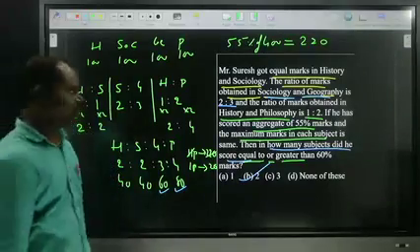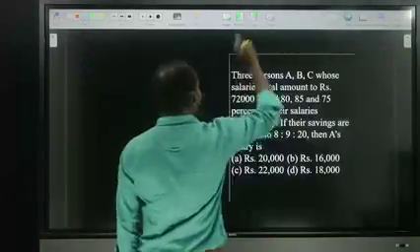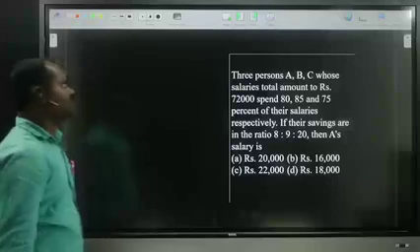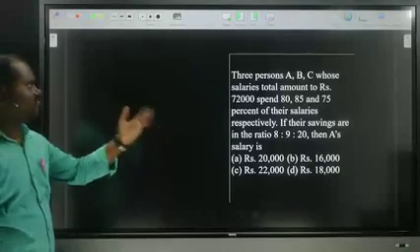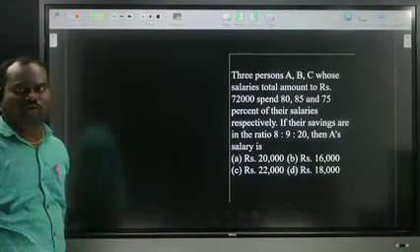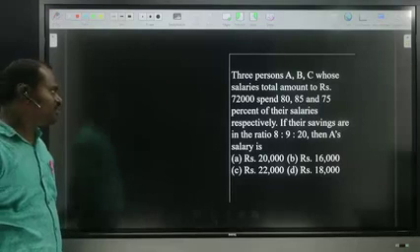Right. Now next question. Once try this, try this. It is a little bit different model only. Just once try that.